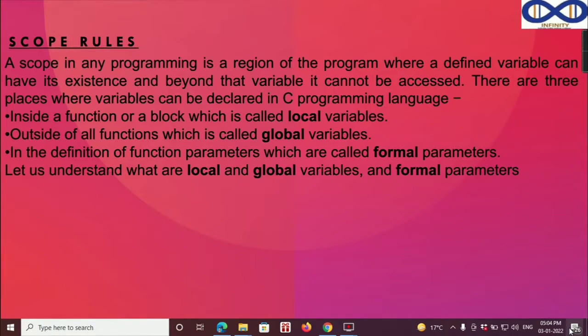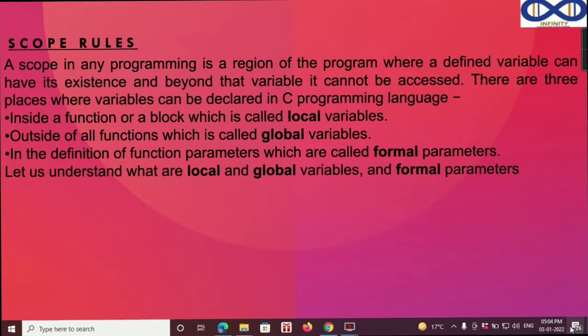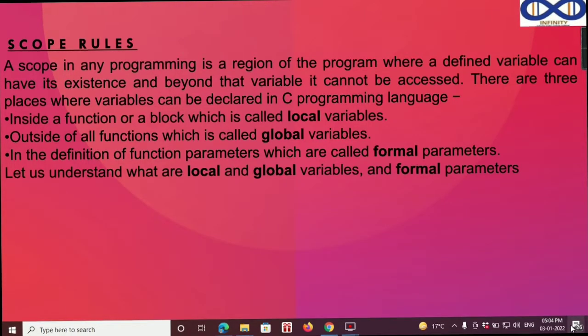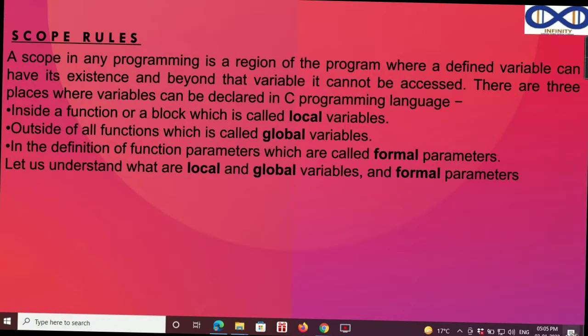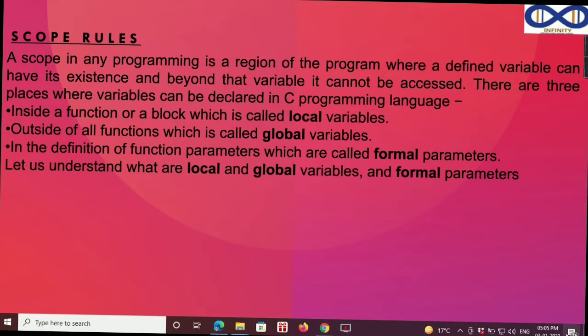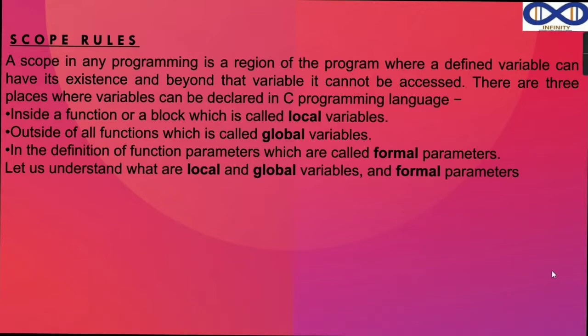There are three places where a variable can be declared in the C programming language. The first is inside a function or a block, which is called a local variable. The second is outside of all functions, which is called a global variable. The third is in the definition of function parameters, which are called formal parameters. Let us understand what local variables, global variables and formal parameters are.